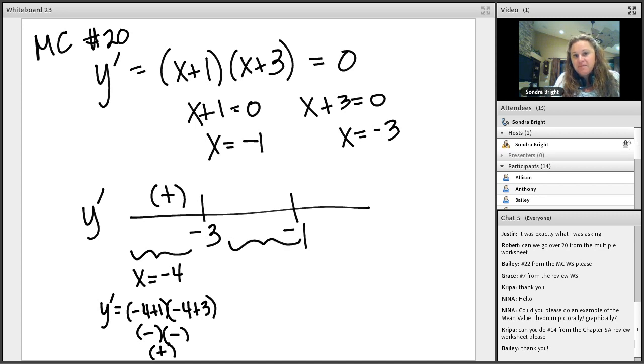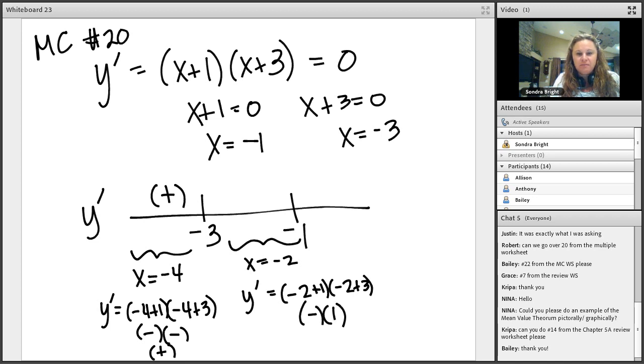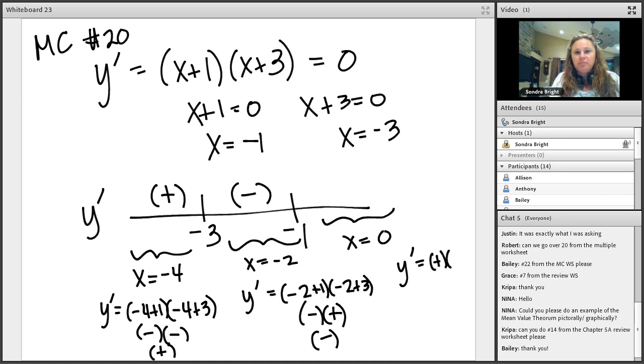If I plug in something in between -3 and -1, let's go with x equals -2. Your y prime would be -2 plus 1 times -2 plus 3, which is a -1 times a positive 1. A negative times a positive will give you a negative. And then something to the right of -1, let's go 0. So then your y prime will be 0 plus 1, positive, 0 plus 3, positive, definitely a positive.